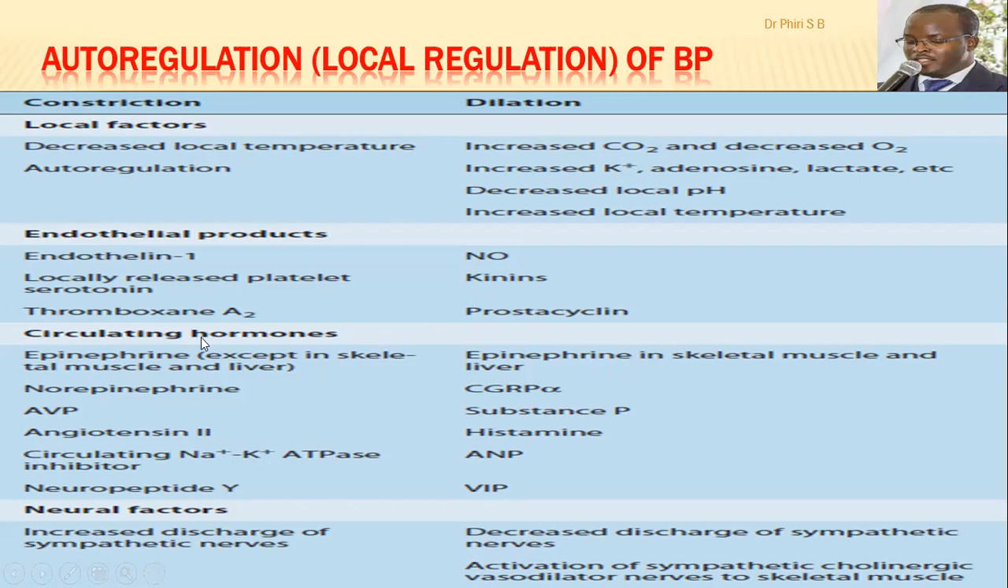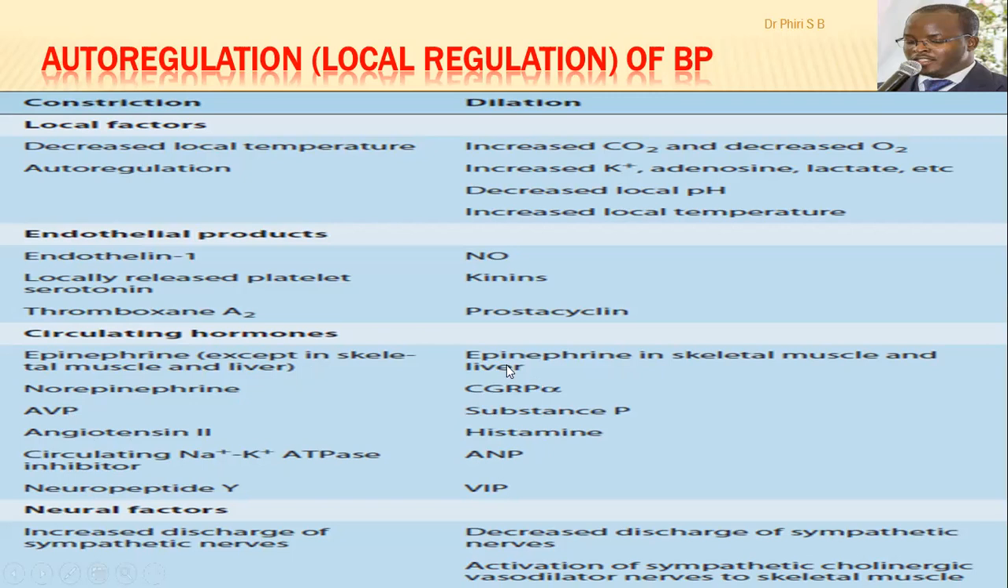Then you have circulating hormones. Many of these hormones are produced by certain organs, and then some of them are coming from the GIT, the gastrointestinal tract system. So you have, for instance, epinephrine, okay, that will cause vasoconstriction, except in skeletal muscles and the liver, where it will bring about vasodilation. So you need to understand this as well. Epinephrine is a vasoconstrictor. Then you have arginine vasopressin, which is called ADH. Then you have angiotensin 2. Then you have these inhibitors for sodium-potassium ATPase, the neuropeptide Y.